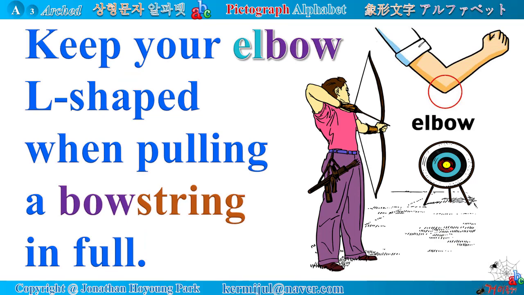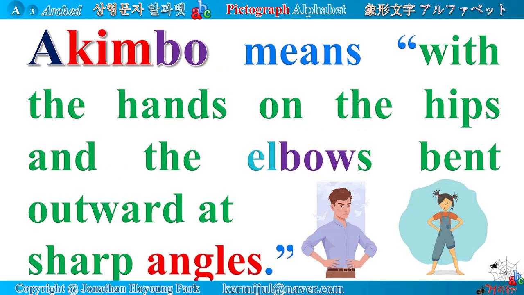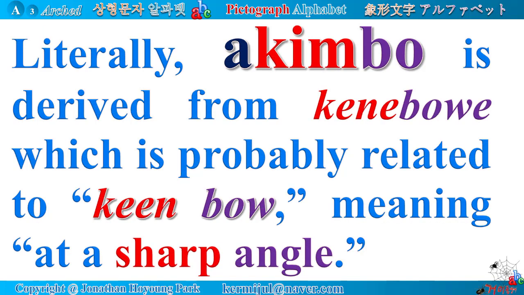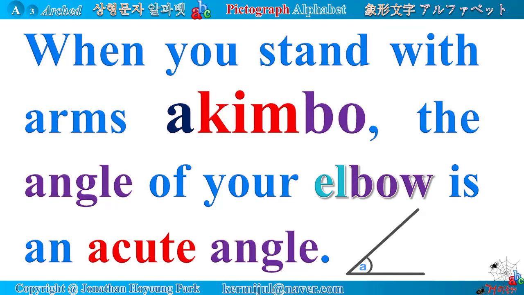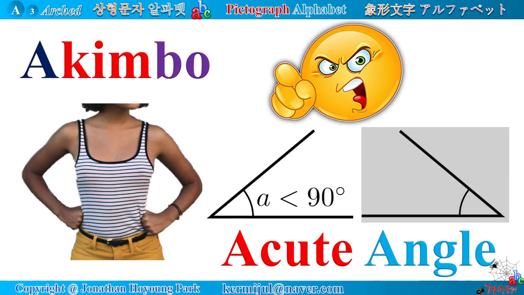Keep your elbow L-shaped when pulling a bowstring in full. When people show that they are angry, they stand with arms akimbo. Akimbo means with the hands on the hips and the elbows bent outward at sharp angles. Literally, akimbo is derived from kenabo, which is probably related to keen bow, meaning at a sharp angle. When you stand with arms akimbo, the angle of your elbow is an acute angle. Akimbo. Acute angle. When you take an akimbo pose, your elbow makes an acute angle.